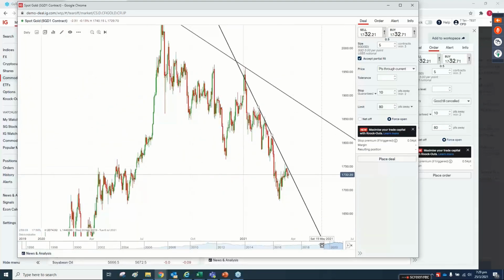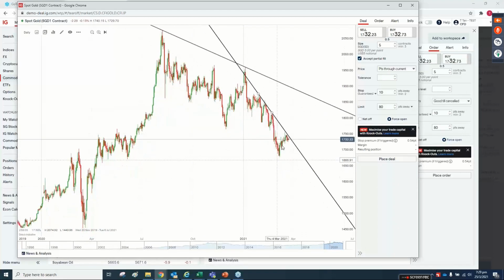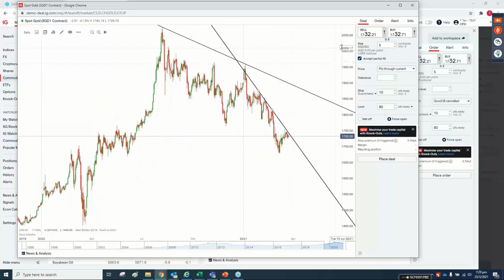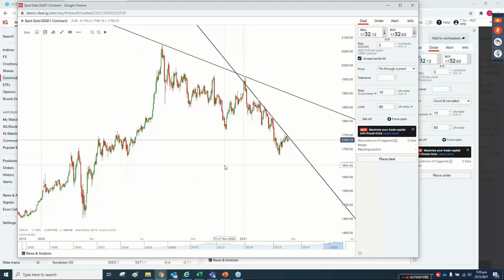Now, I will start to introduce a little bit of the Fibonacci to complement this, so that we can make this argument a little bit more complete. How do I actually introduce Fibonacci in here? I'll look at the previous big move before the market comes down. The previous big move was actually from here to here.